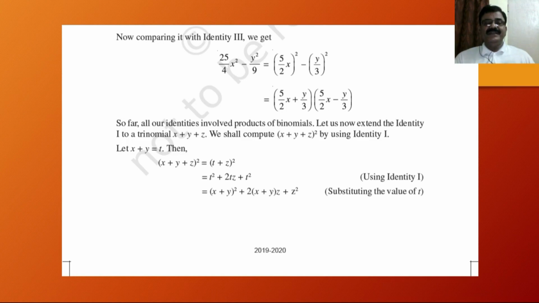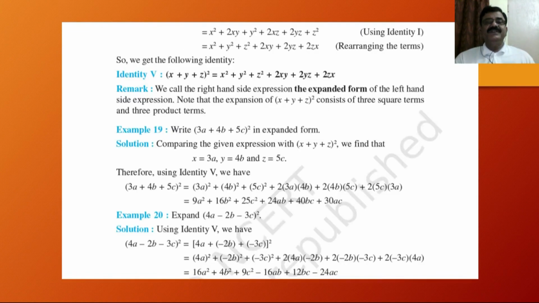So I can write here x plus y the whole square plus 2 into x plus y into z plus z square, substituting the value of t. So that will be x square plus 2xy plus y square plus 2xz plus 2yz plus z square. This is identity 1. So x square plus y square plus z square plus 2xy plus 2yz plus 2zx, rearranging the terms.